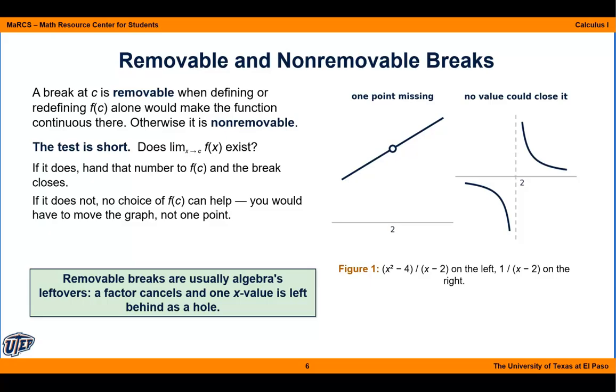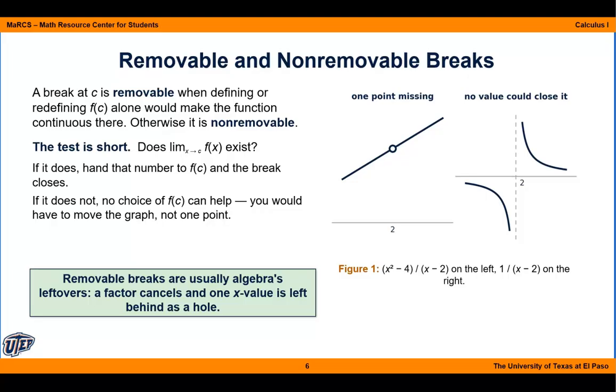We now divide discontinuities into two broad categories. A break is removable when the graph has a hole that can be filled by assigning the appropriate value at that single point. The test is straightforward. Determine whether the limit exists at the break. If the limit exists, use that limiting value to fill the hole. The function then becomes continuous at the point.